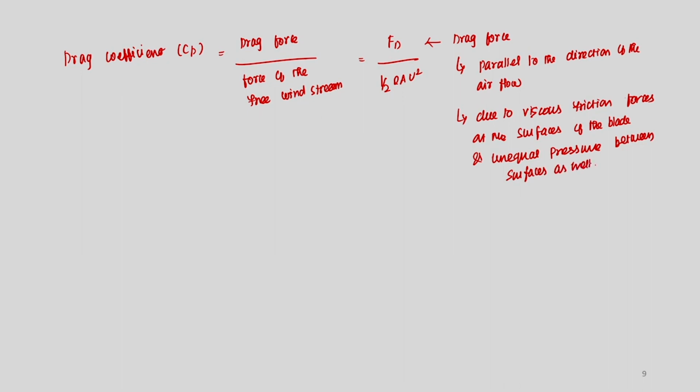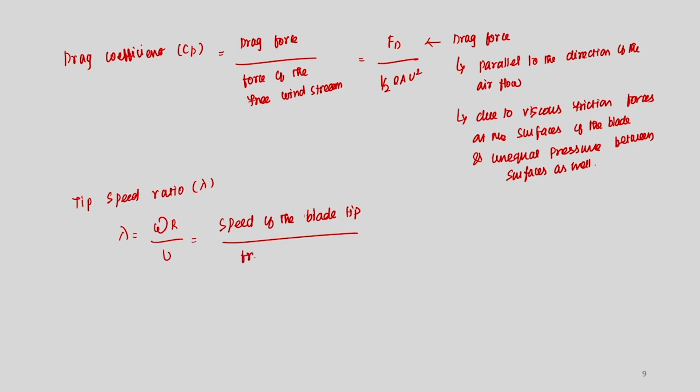Right. So, this area is same. Now we had seen lift coefficient and then drag coefficient. Another terminology is tip speed ratio, which is defined by the symbol lambda. Lambda is nothing but omega R upon U. So, what is omega R? Omega R is nothing but speed of the blade tip, and U is nothing but free stream wind speed.